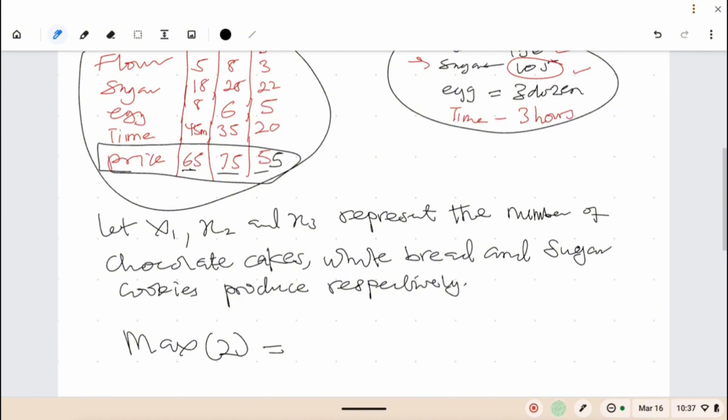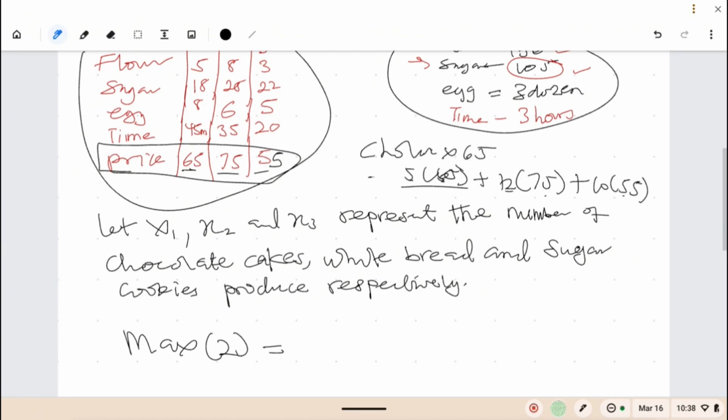The profit is the number of chocolate cakes we can sell multiplied by its price. So assuming we can sell 5 chocolates today, and one chocolate is 65 cedis. Plus, if you can sell, let me say, 12 white bread, it's multiplied by its amount, and if you can sell, let me say, 10 sugar cookies, it's multiplied by its amount. So when you multiply these amounts and add everything, that will be your profit. That's the profit you're able to make after selling all these things.